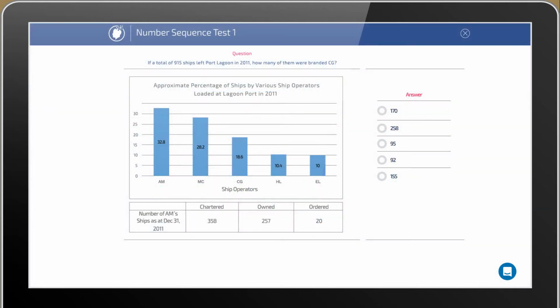Here's an example. If a total of 915 ships left Port Lagoon in 2011, how many of them were branded CG? CG is 18.6%. So we calculate 18.6% of 915. Divide 915 by 100 and multiply this by 18.6%. Makes 170 ships. Or more simply, multiply 0.186 by 915. That comes to 170 ships.